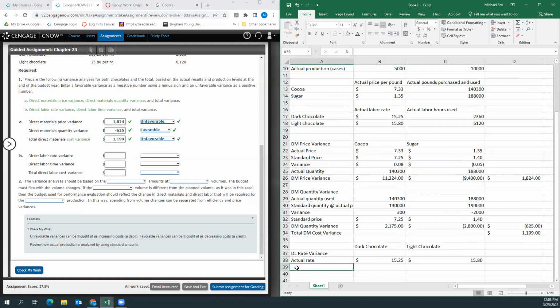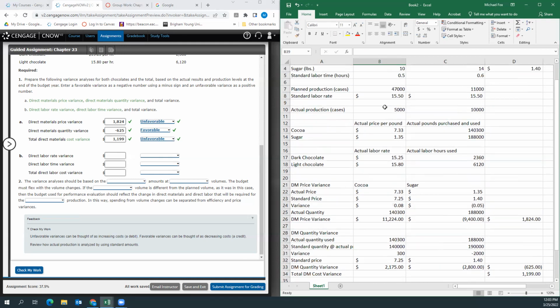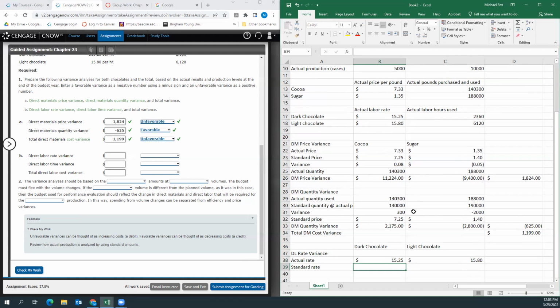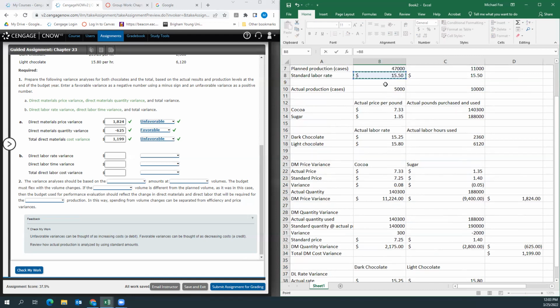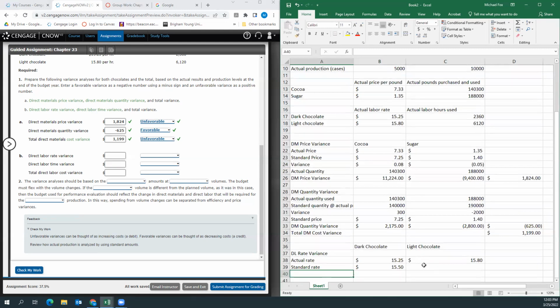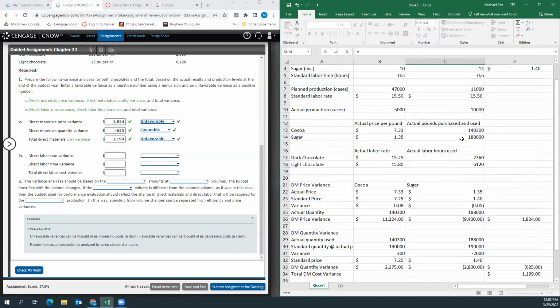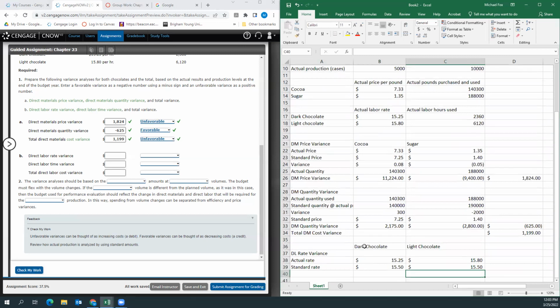Now we'll compare that to our standard rate. And our standard rate is right up here, $15.50, actually for both. So what we planned for is that our direct labor was going to cost us $15.50, whether we were making dark chocolate or making light chocolate, it would be the same. Okay, so the difference between those two is our variance.